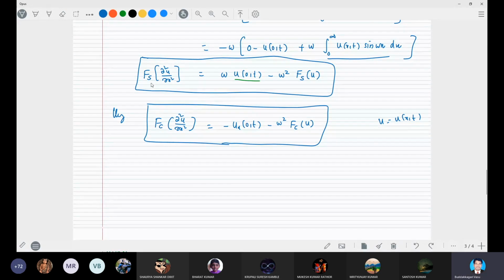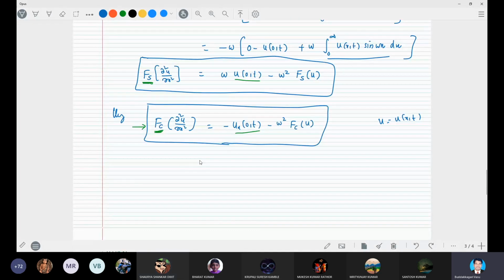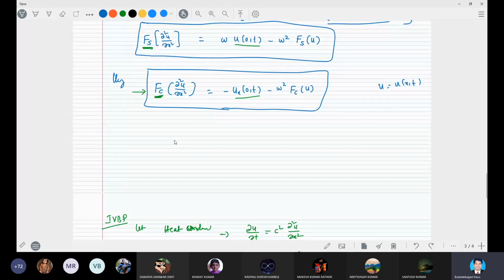So for solving that initial boundary value problem, consider the Fourier sine transform. If the boundary condition has the derivative condition, u_x(0, t) is known, is given, then go for the Fourier cosine transform, right? This is a very important observation. This has to be followed for choosing the suitable transformation to solve the boundary value problems, right?